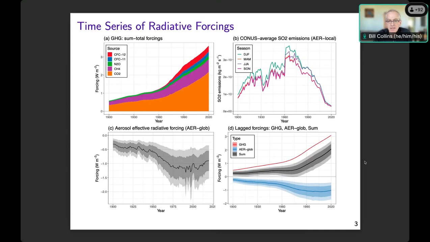For fast forcings of the continental United States, we used emissions of SO2. These were constructed and used by all of the CMIP6 models in the upper right. And then the sum total of all those forcings is shown in the lower right, after smoothing with an appropriate time constant for the ocean mixed layer.